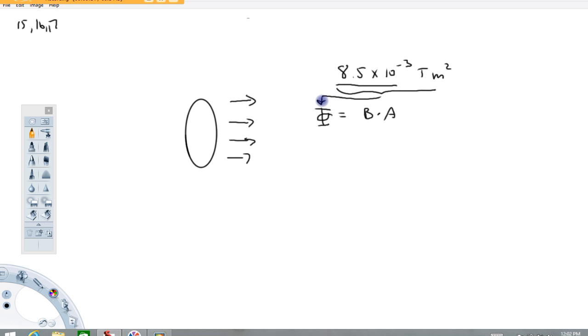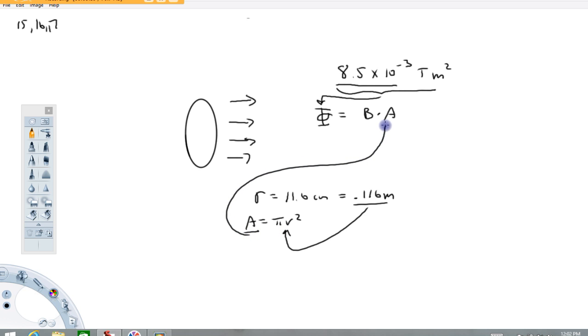Now they also told us the radius. In my example, it says the radius is 11.6 centimeters, which would be 0.116 meters. The area is the area of that circle, which is pi r squared. So you can calculate the area by taking this value here. Once you calculate the area, that number will go there, and that'll allow you to calculate the magnetic field strength.